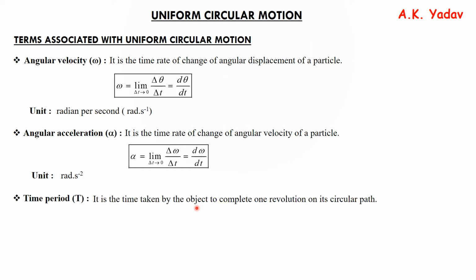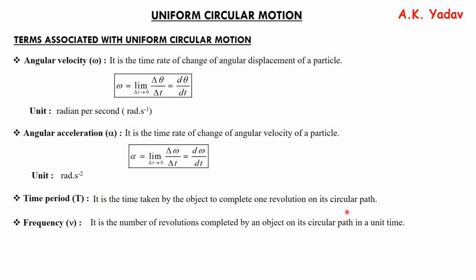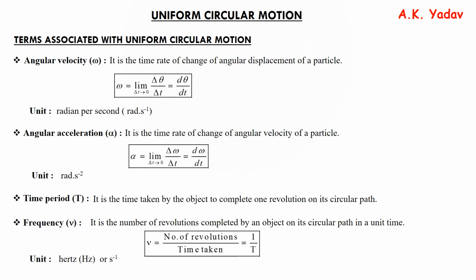Time period, it is the time taken by the object to complete one revolution on its circular path. Frequency, it is the number of revolutions completed by an object on its circular path in unit time. Now the formula for frequency is number of revolutions upon time taken. Now number is n, or if it is 1 revolution, that's 1/T. Unit is hertz or per second for frequency.